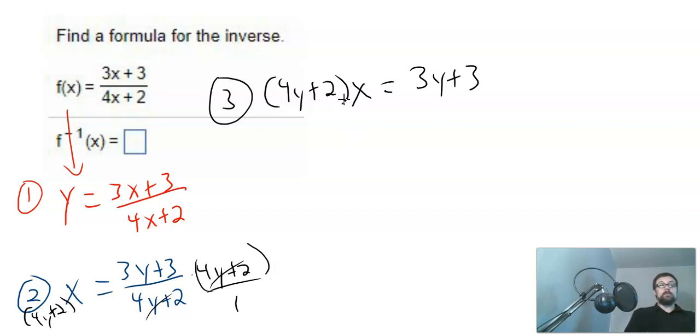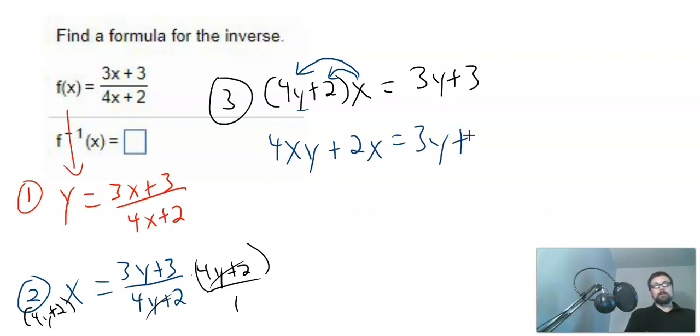Second obstacle is parentheses, right? I can't solve for y while there's one stuck in the parentheses. So even though you don't want them to mix, you don't have a choice. You have to distribute the x into the parentheses. And so you're going to get 4xy plus 2x equals 3y plus 3.